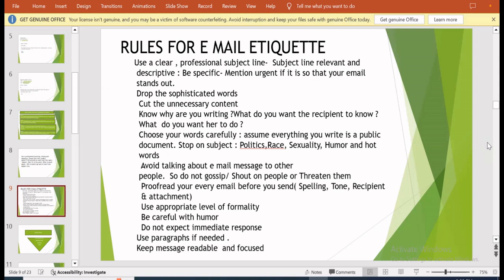That person who will open and read should understand. Cut the unnecessary content. Your content should be specific and relevant. Know why you are writing. Why will you waste your time? Why will you think, and why will you open your laptop and write an email?